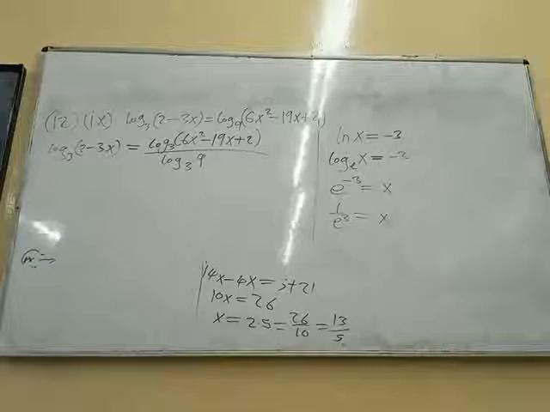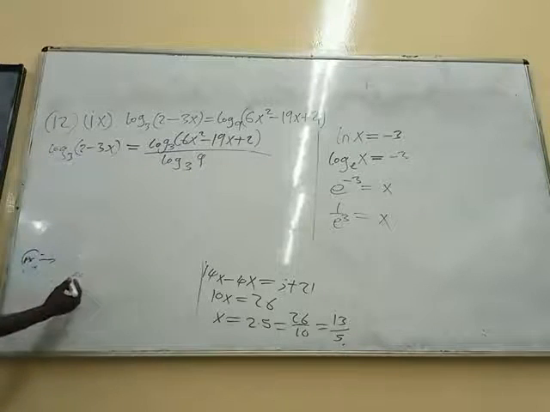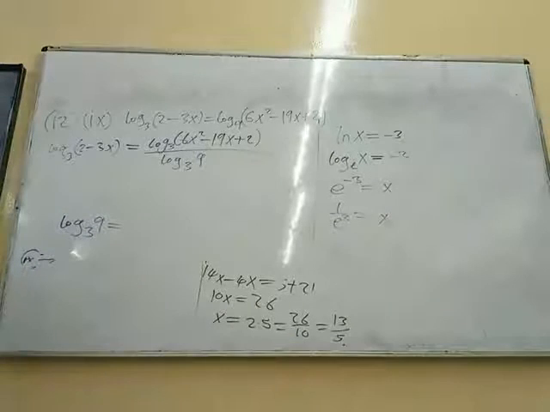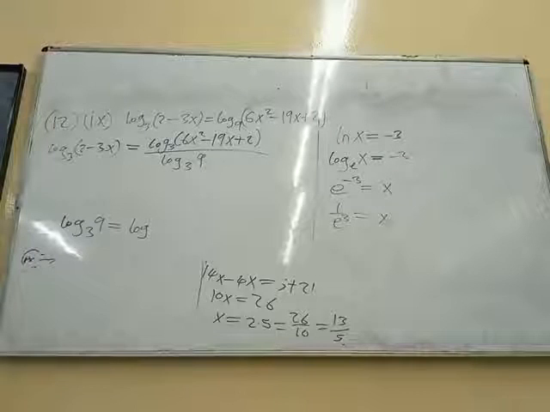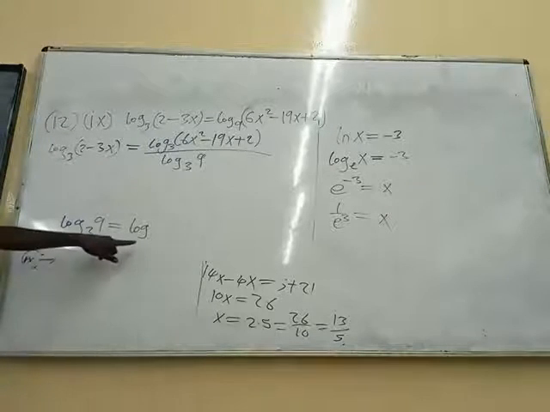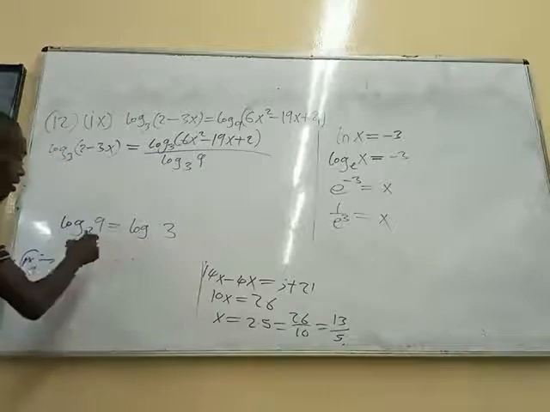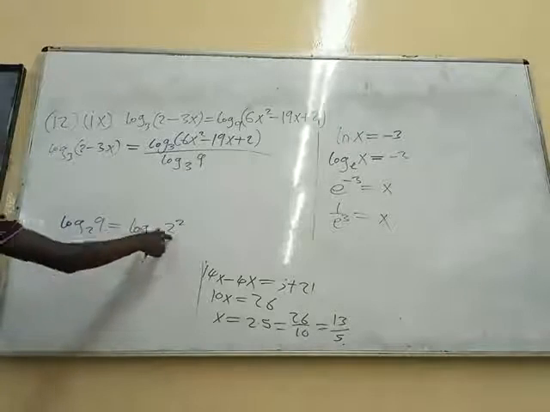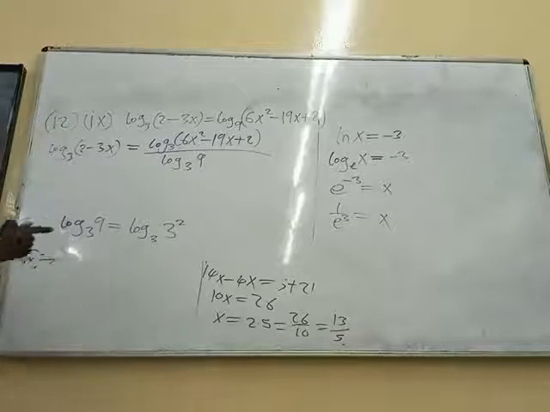And then from there, I can see this log 9 base 3, I can change this. I can write it in this way. I have log 9 base 3. This can also be written as the log of 3 raised to power what? How can we write this 9? We can say 3 to the power 2. 3 to the power 2 is 9. And then my base is 3. This can still be simplified further.